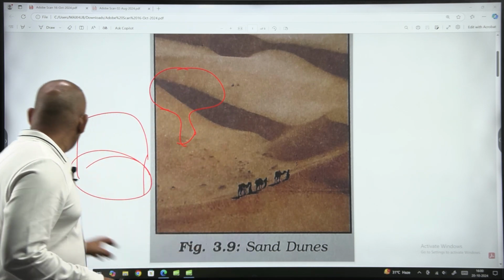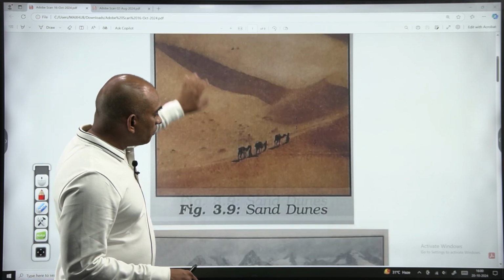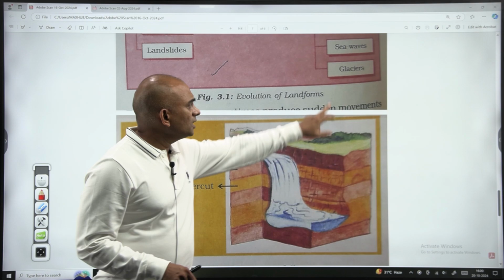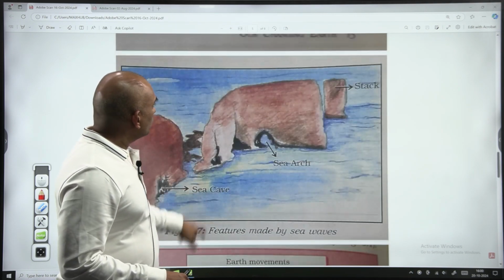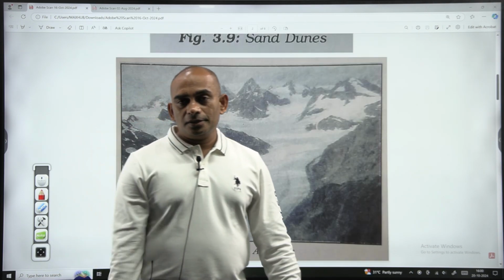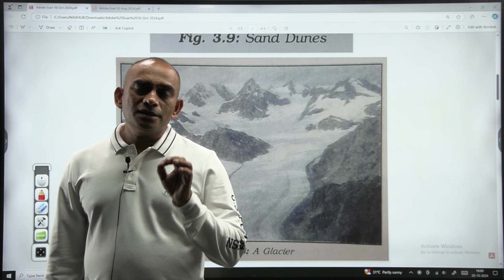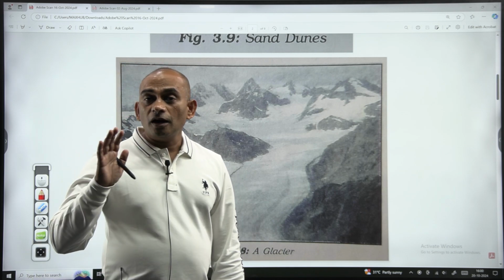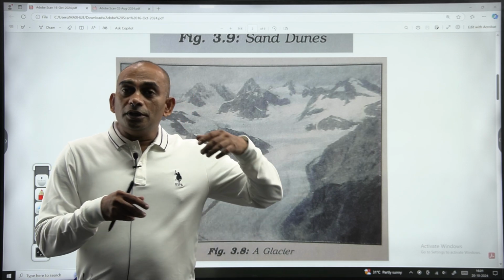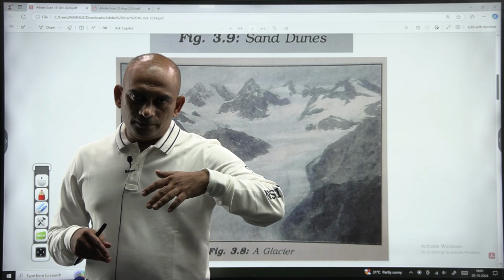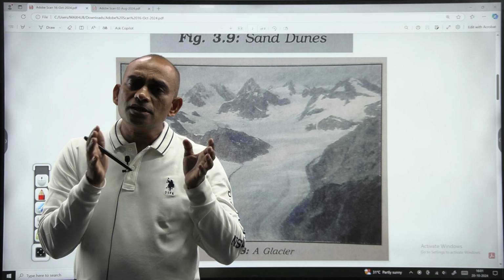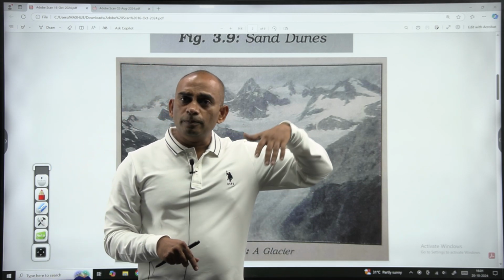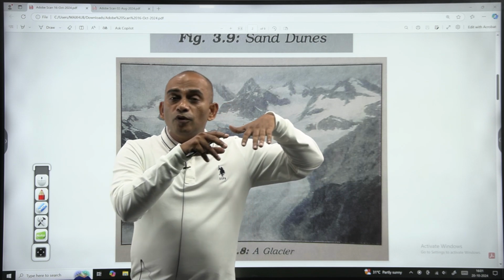Okay, now take up another important agent, that is glacier. Look at this glacier. What is a glacier? A glacier is nothing but a frozen river. That means rivers of ice. Depending upon the slope, naturally these glaciers are formed in the mountainous regions. Depending upon the slope, a glacier generally moves down.